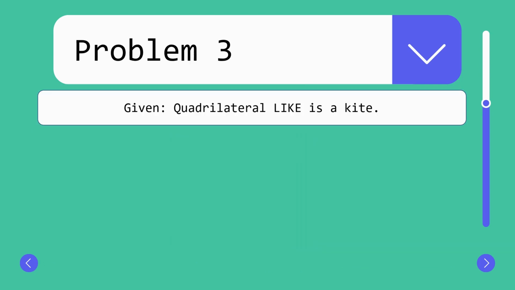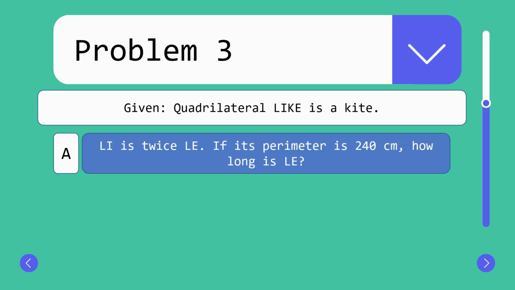In this problem, we have a given quadrilateral LIKE, which is a kite. For problem A, it says here that LI is twice LE. If its perimeter is 240 centimeters, how long is LE?